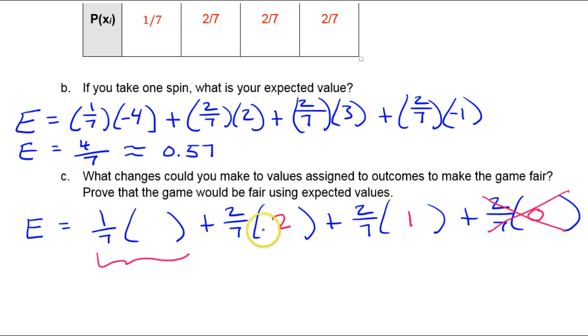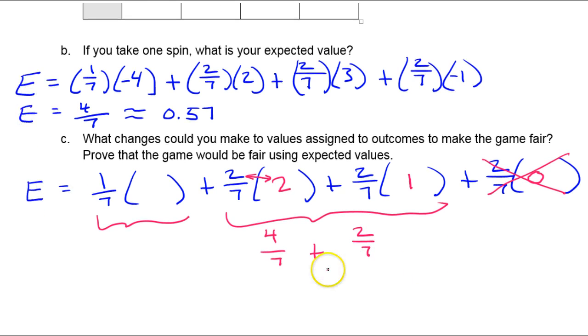But here, if we look at this pair right here, we have 2/7 times 2. 2 times 2 is 4, so that's going to make 4/7. Meanwhile, 2/7 times 1 is just 2/7. So 4/7 plus 2/7, that's going to make 6/7. So everything else is 6/7.